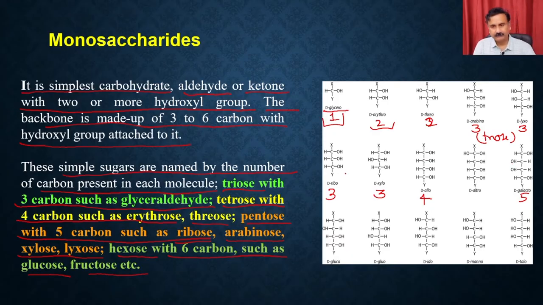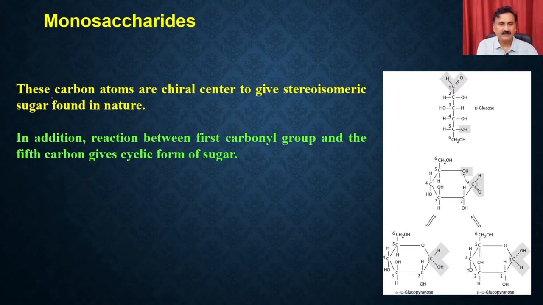These are the simple monosaccharide sugars that are present, right? And these carbon atoms are chiral centers that give the stereochemistry of sugars found in nature. If you see a simple sugar, all the carbon atoms are attached to different types of groups. For example, on one side it is attached to the hydroxyl group, on one side to the H group, and on the other side to the aldehyde group. So this is the first chiral center, second chiral center, third chiral center, fourth chiral center.